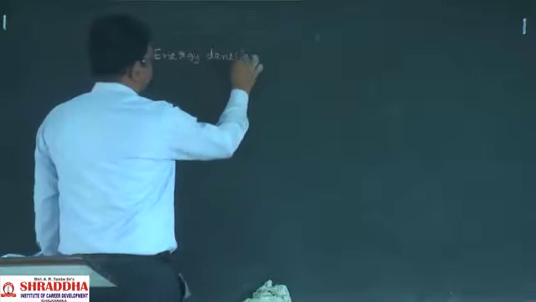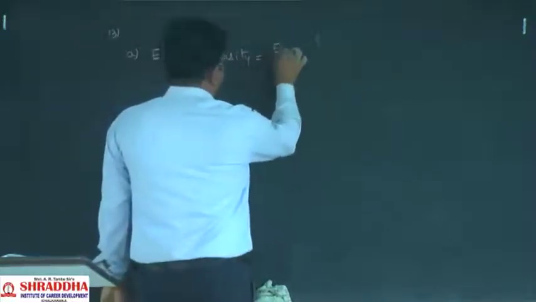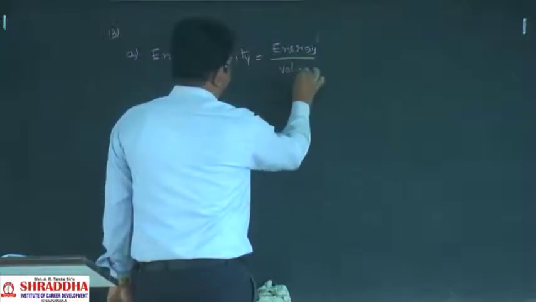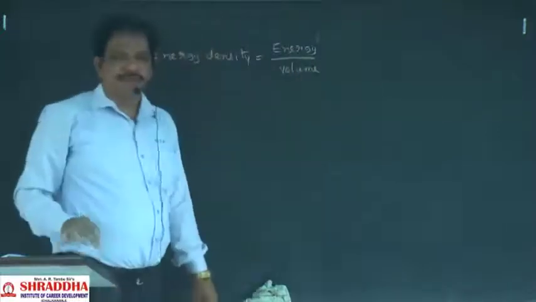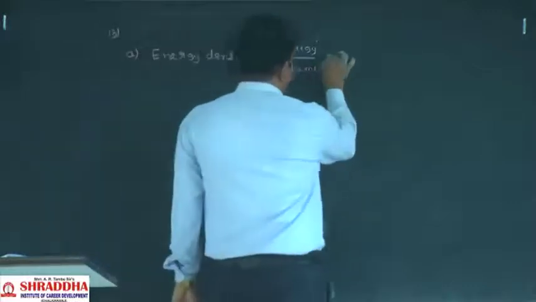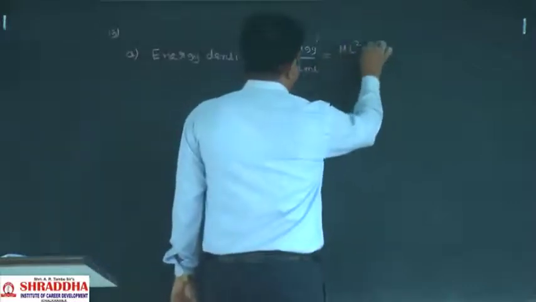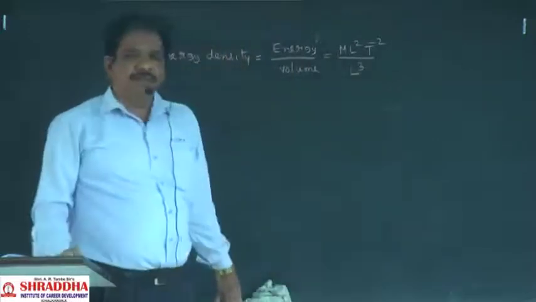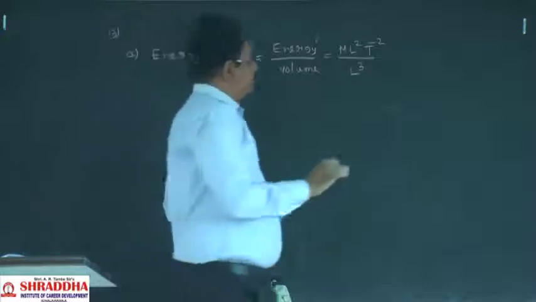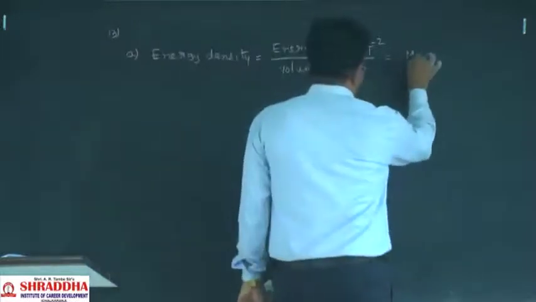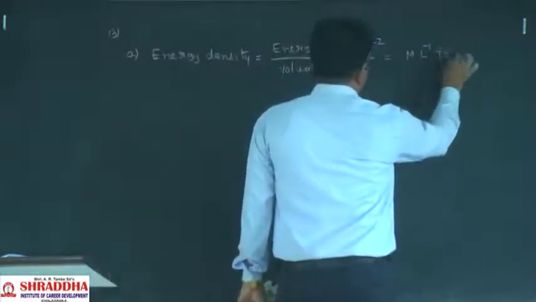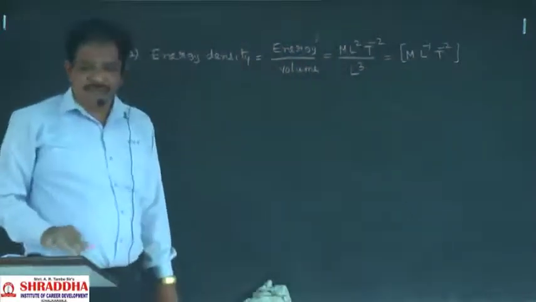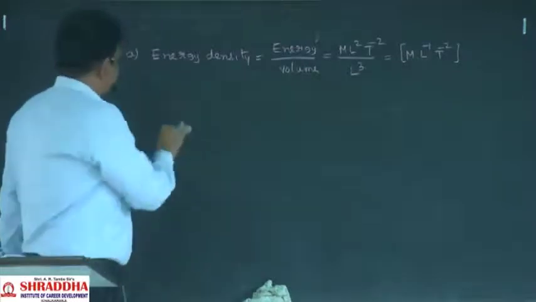Energy density means energy by volume. Energy dimensional formula, how much? M L square T power minus 2. Volume dimensional formula is L cube. So this value is M L power minus 1 T power minus 2. That is the energy density dimensional formula.